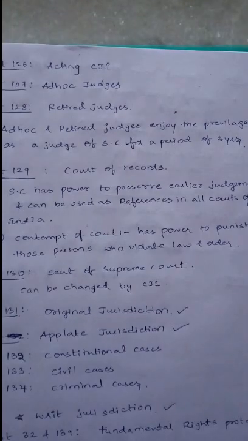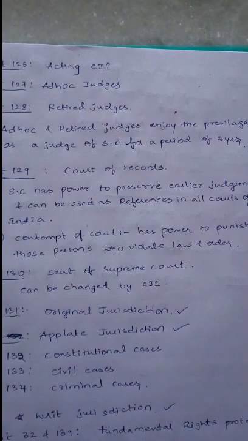Now Article 126 deals with the acting CJI. If the Chief Justice is not there or has resigned, the next senior-most judge in the Supreme Court would act as Chief Justice of India for a temporary period until an actual CJI comes. Article 127 deals with ad hoc judges.